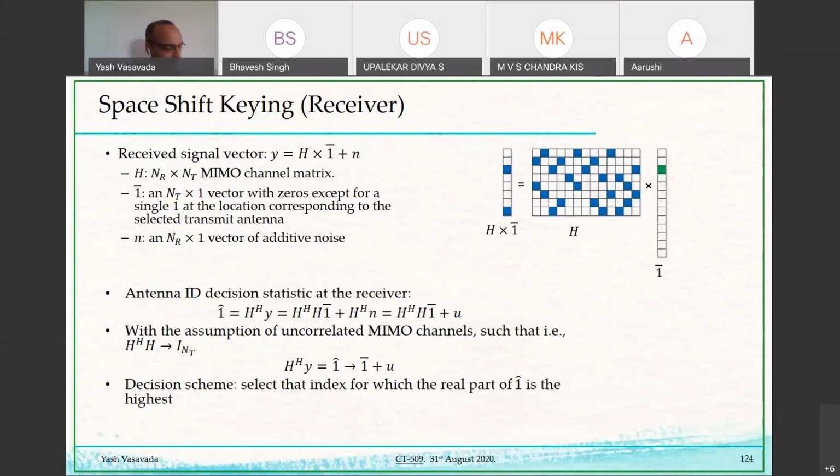And that essentially completes the description of space shift keying. That is all there is to it. The concept of SSK is completely captured here in these two slides.